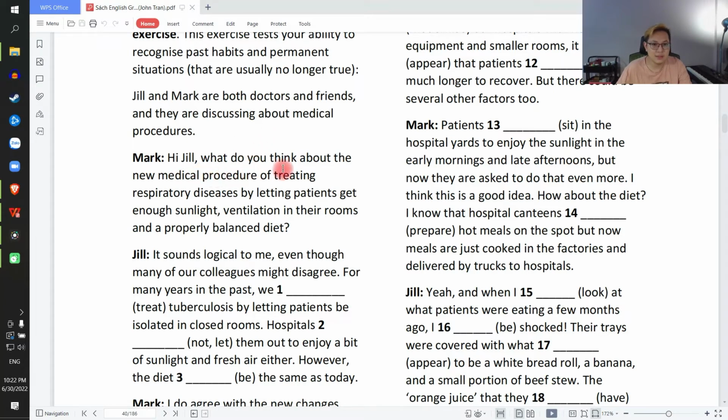Hi Jill, what do you think about the new medical procedure of treating respiratory diseases by letting patients get enough sunlight, ventilation in their rooms, and a properly balanced diet?